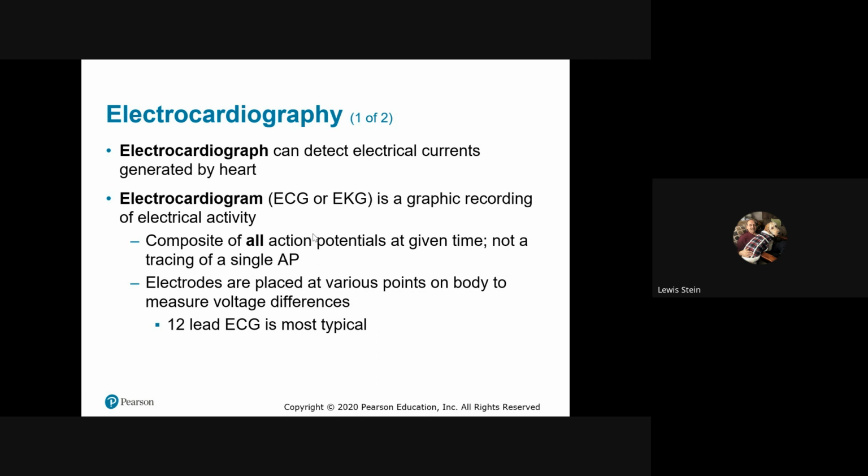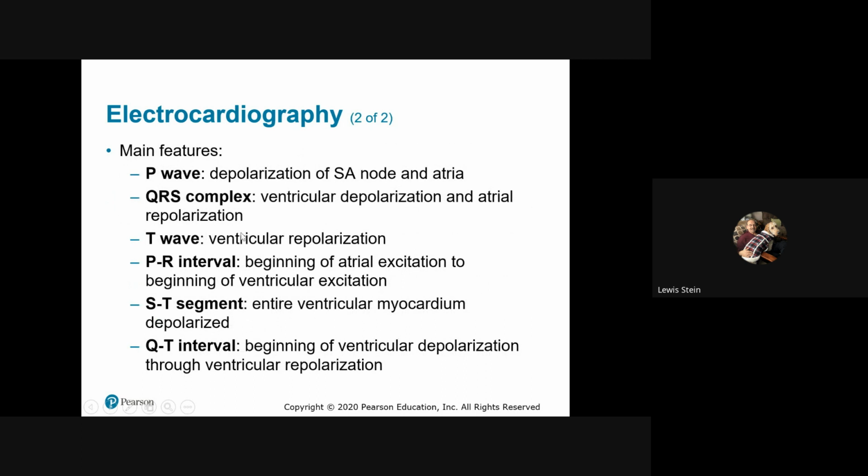Did I put the leads on right? All of that type of stuff. Why it's so important. So you can see it, and you should know the waves by now. And if you don't, learn them.